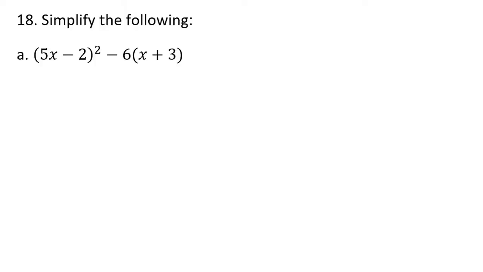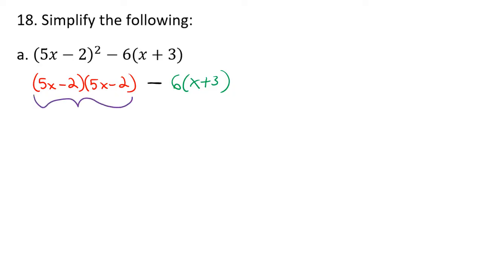So it says simplify the following. So we have 5x minus 2 squared minus 6 times x plus 3. So since I have a square, what that really means is that I have 5x minus 2 times 5x minus 2, subtract 6 times x plus 3. Which means since I have two binomials being multiplied together, because squared means that there's two of them, and what's happening is multiplication because two parentheses are next to each other, I'm going to go ahead and use the box method.